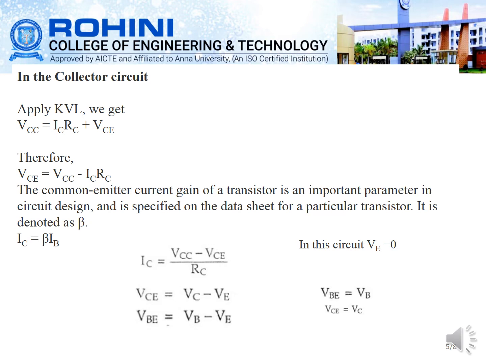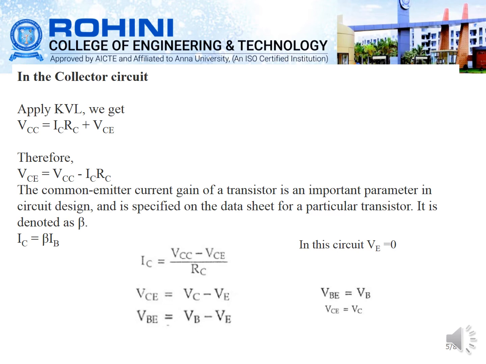Hence we can write the equation as IC = beta × IB. We also know the relationship IC = (VCC - VCE)/RC. From this, if we have to find VCE, we can write it as VC - VE, and if we want to find the value of VBE, we can write it as VB - VE.